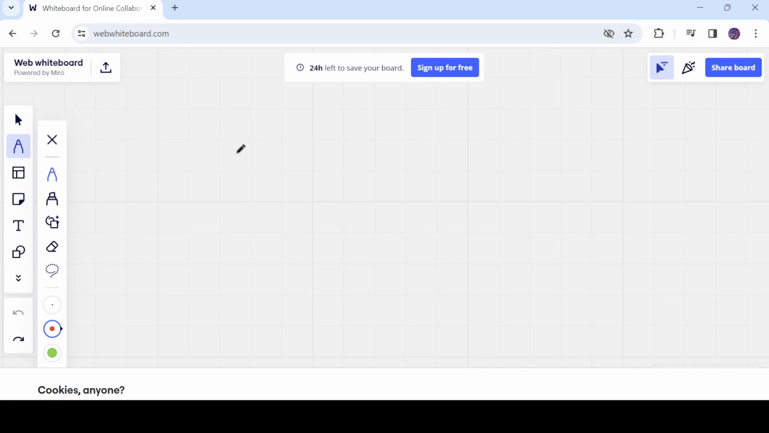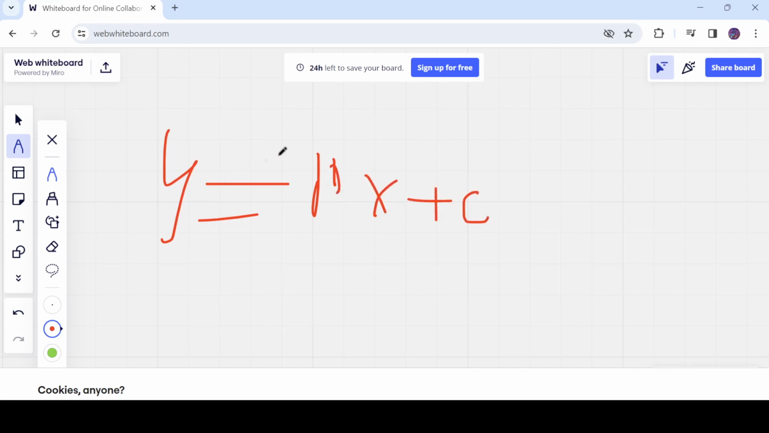All right, guys. So linear equations, three basic forms. All right, y is equal to mx plus c, where m and c are usually constants and y and x are variables, considering it's a graph function, which it usually is, right?